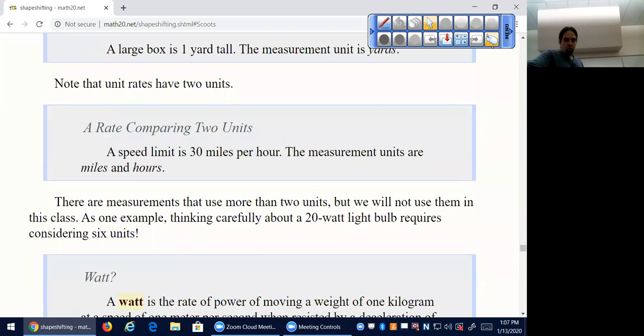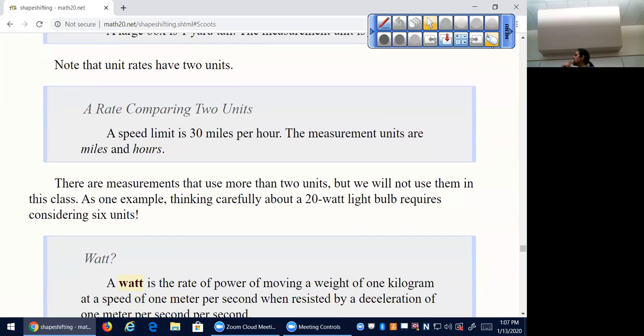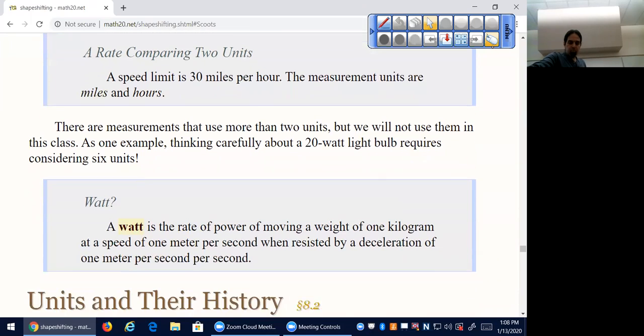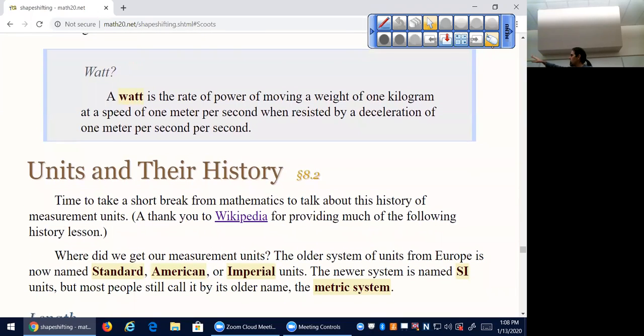Where do we get all our measurement units? Oh, not there yet. Some things have 2 measurement units. We talked about rates last week. So a rate like 30 miles per hour, both the top and bottom of that fraction rate has its own unit. And units can often stack up together in ways we don't care about. So a watt is officially a very complicated thing. We don't care. We're only Math 20, we're not physicists.